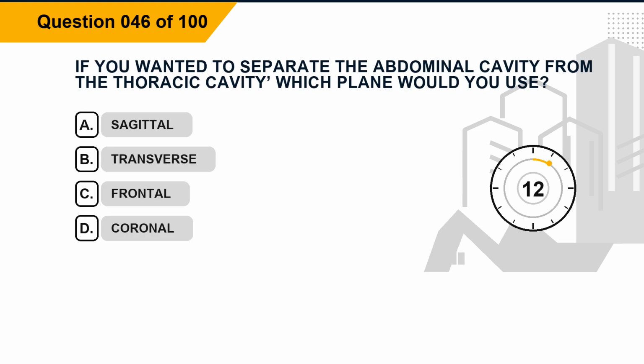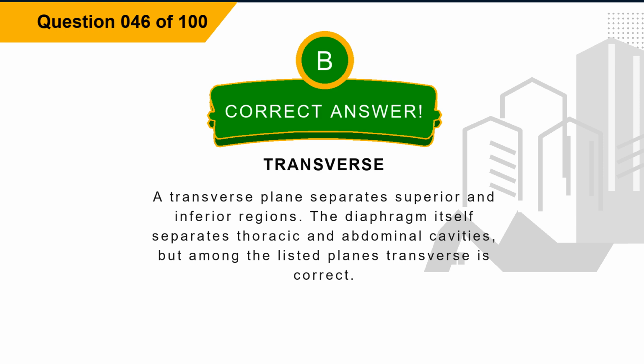Question 46. If you wanted to separate the abdominal cavity from the thoracic cavity, which plane would you use? Option A, sagittal. Option B, transverse. Option C, frontal. Option D, coronal. The correct answer is option B, transverse. Explanation: a transverse plane separates superior and inferior regions. The diaphragm itself separates thoracic and abdominal cavities, but among the listed planes transverse is correct.